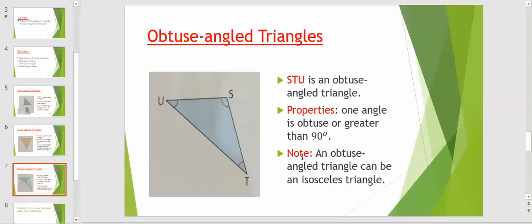And note, an obtuse angle triangle can be an isosceles triangle, but it cannot be a right angle triangle or an equilateral triangle.